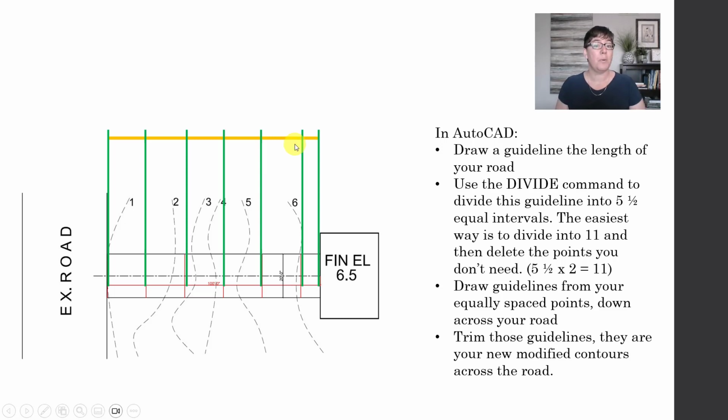Once you have those points in AutoCAD, you're going to draw some guidelines down across your road. They are equally spaced, and once you trim them on either side, these will be your new modified contours across your road.